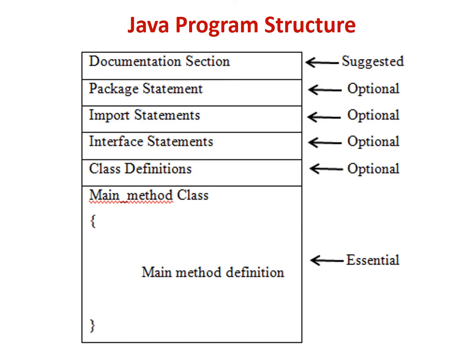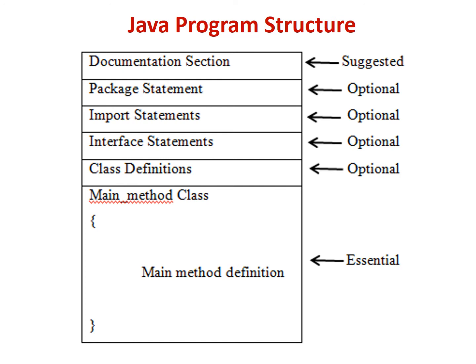We'll see the structure of Java program. It consists of documentation section, package statement, import statements, interface statements, then the class definitions, and at the end, the class which contains the main method. First, documentation section. Documentation section contains a set of comment lines giving the name of the program, author, and other details which the programmer would like to refer at a later stage.